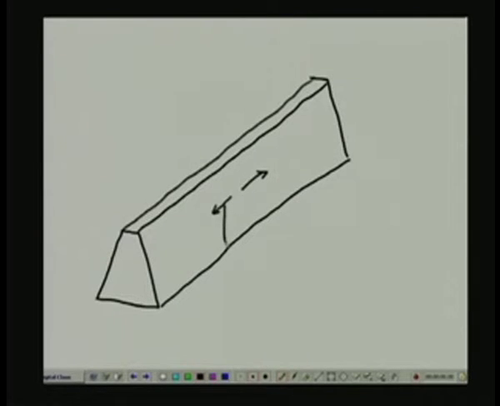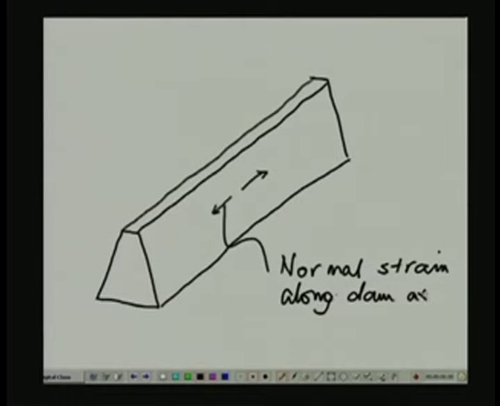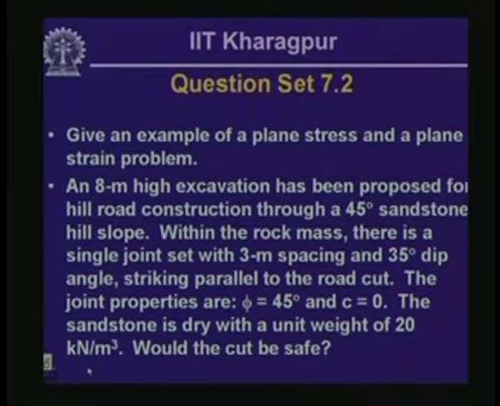So the normal strain along the dam axis can be neglected, and this problem thus becomes a plane strain problem. The deformation associated with the dam body is dealt with as a plane strain problem. So those are the two examples. Getting back to question number 2.